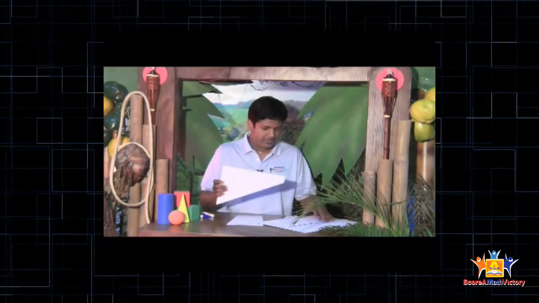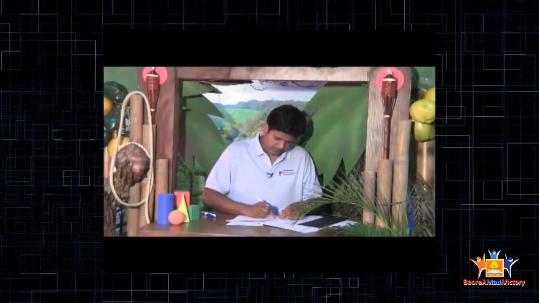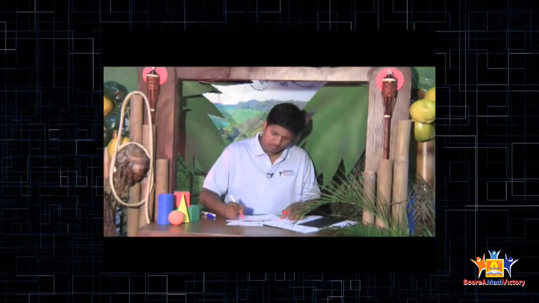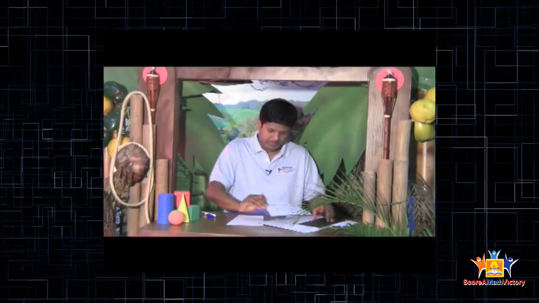That's four sides. Does that mean rectangle or square? Because rectangle and square both have four sides. No, neither. The reason is, remember we talked about it, a rectangle has to have a perfect horizontal and vertical. In this case, it's not. It's shaped differently. But it has a four-sided shape, so this is not a rectangle or triangle. But it's a four-sided shape.